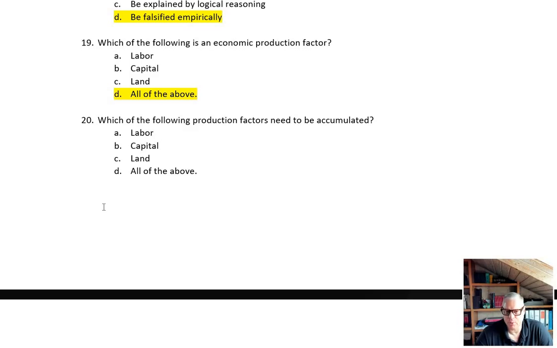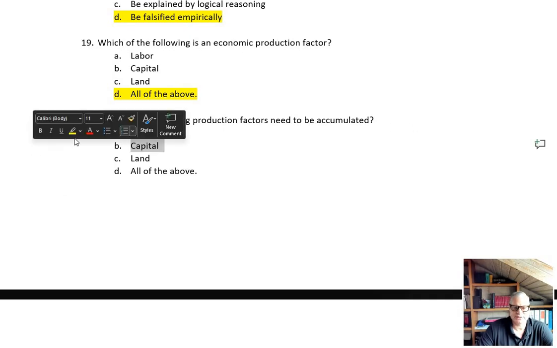And capital, that's very important, is not money or stocks of companies. Capital is real capital. Capital means machines and factories and infrastructure, but it also can be good institutions like good courts, an independent central bank, a government that is not corrupt. That is all capital, but also human capital. But capital needs to be accumulated. Land and labor are readily available. Okay, so 20. Which of the following production factors need to be accumulated? Well, that's what I just said. That's capital.